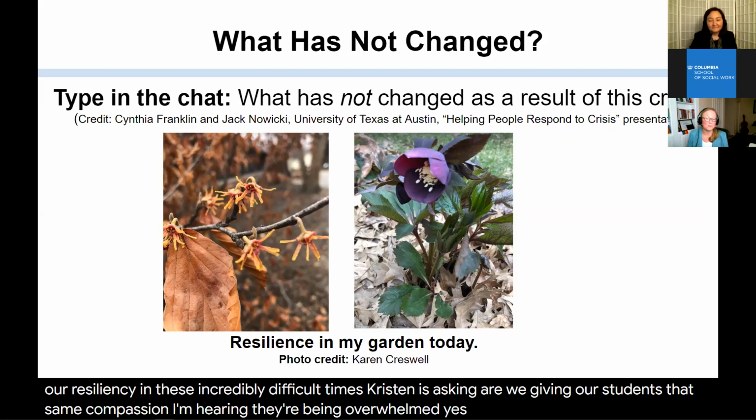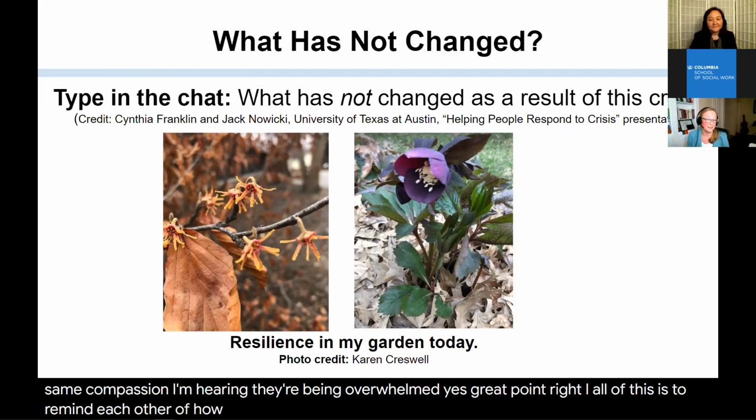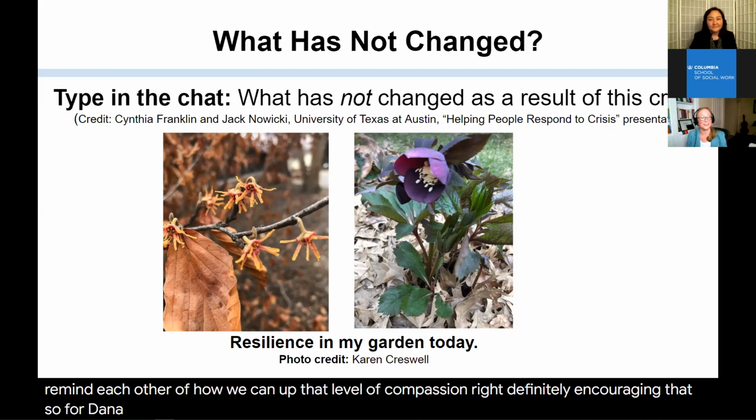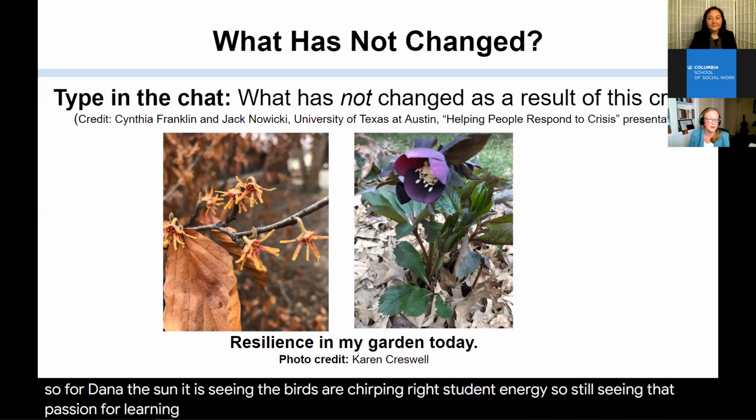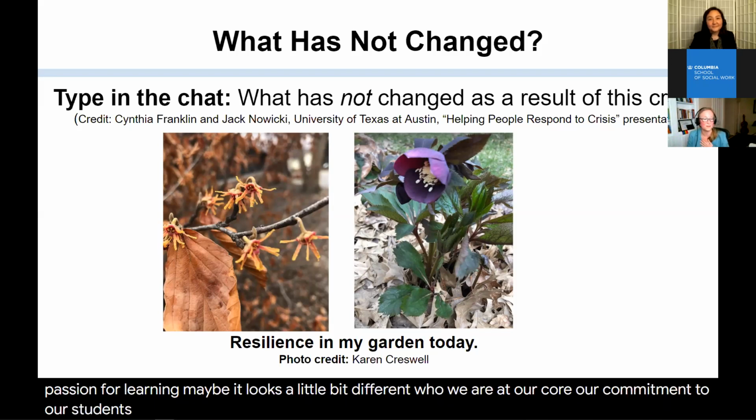Yes, great point, right? All of this is to remind each other of how we can up that level of compassion, right? Definitely encouraging that. So for Dana, the sun is singing, the birds are chirping, right? Student energy, so still seeing that passion for learning. Maybe it looks a little bit different. Who we are at our core, our commitment to our students.